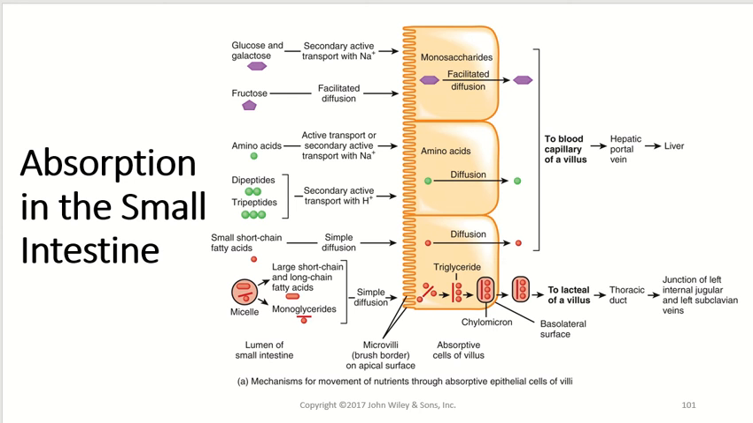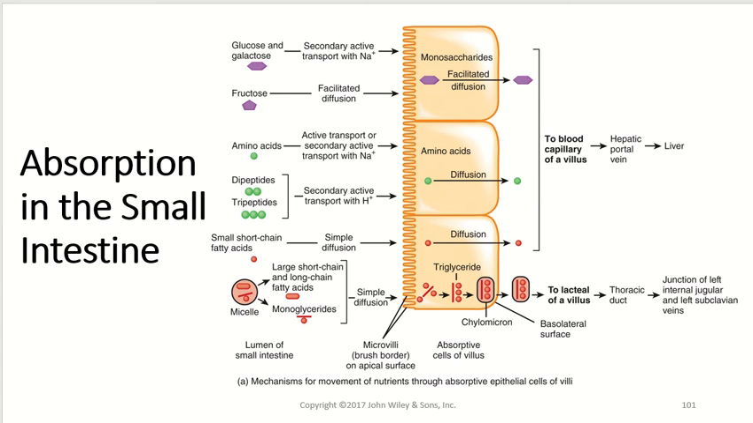Once these amino acids have entered the cell, they are going to be able to diffuse out of the cell again into the blood capillaries of the villus. This is going to empty into the hepatic portal vein, which is going to lead to the liver.